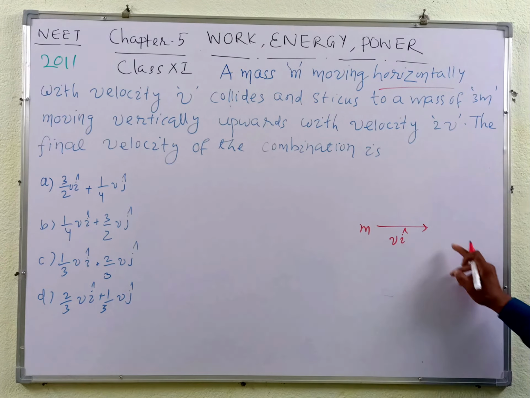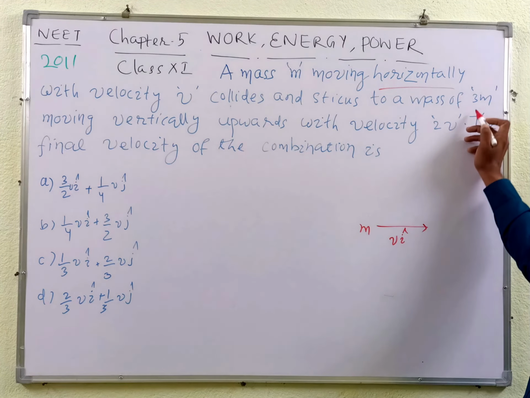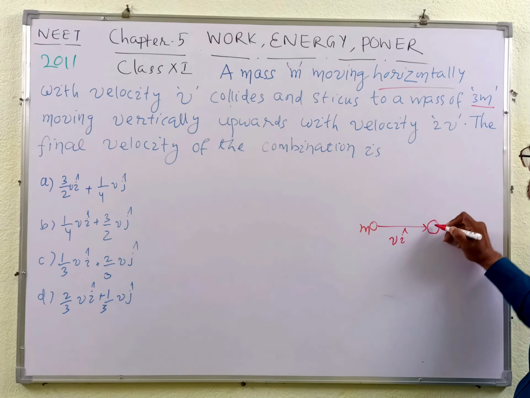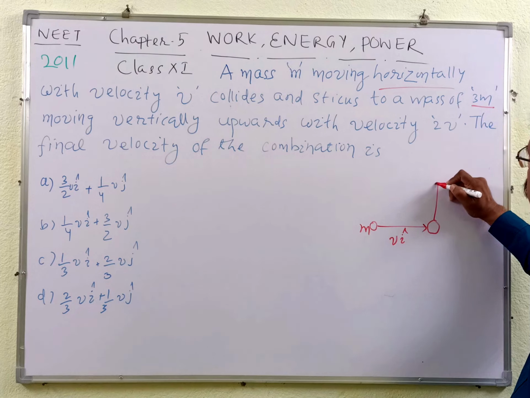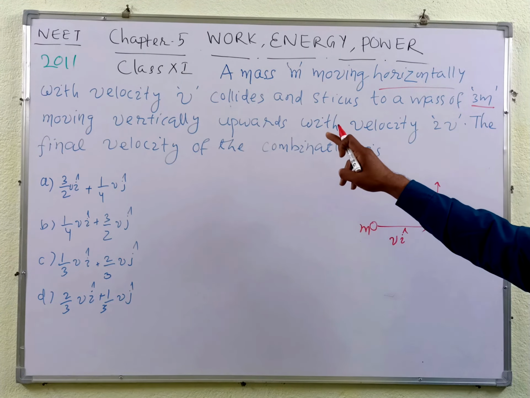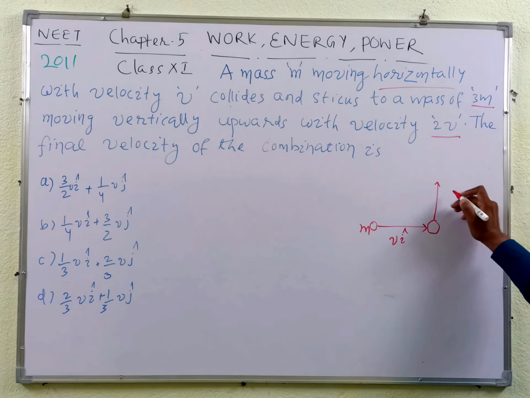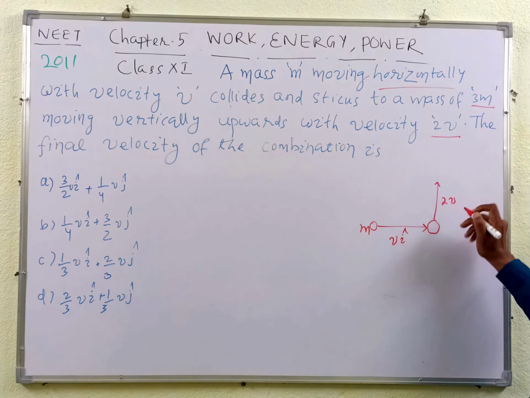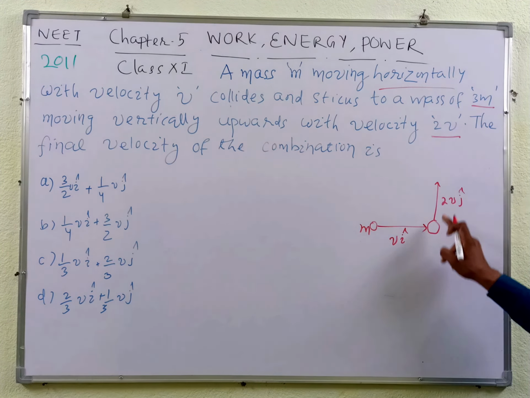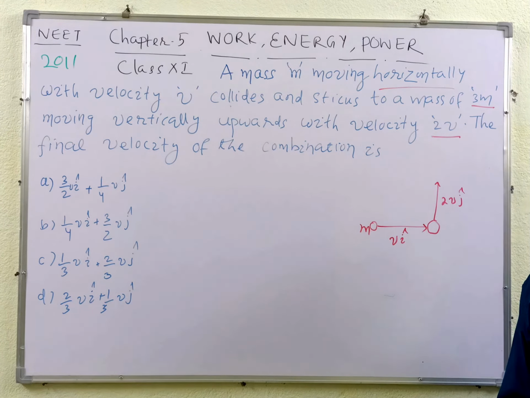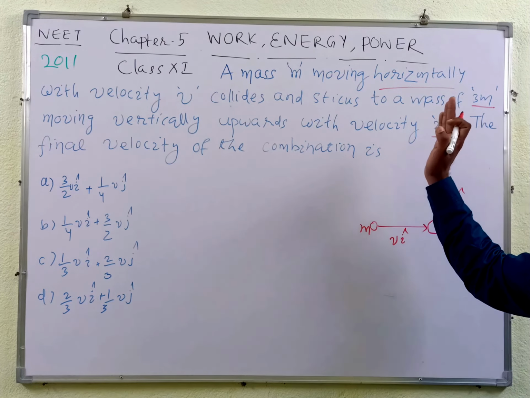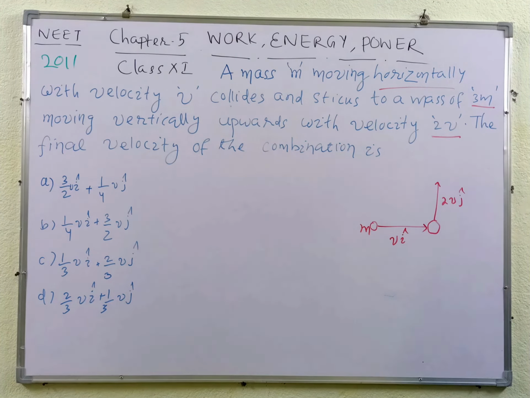The second mass, 3m, is moving vertically upwards along the y-axis with velocity 2v. We can write in vector notation 2v j cap, because j cap is the unit vector along the y-axis. Horizontally means along the x-axis, vertically upwards means along the positive y-axis.